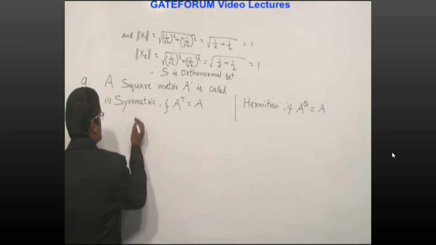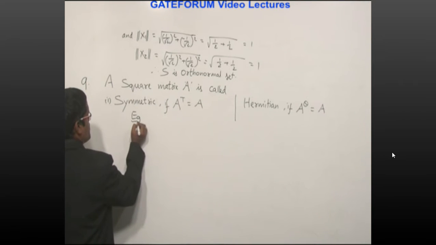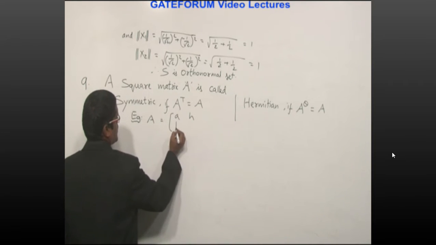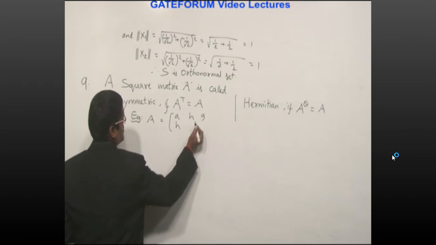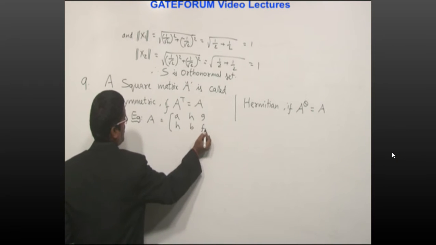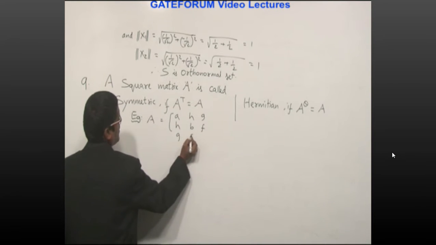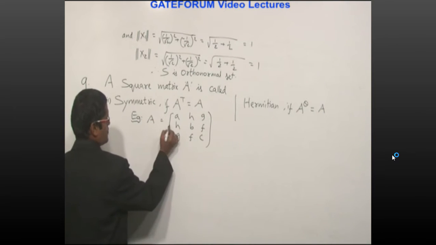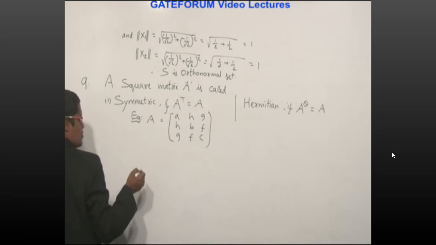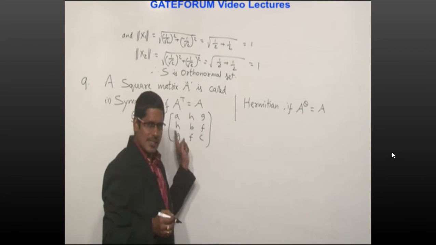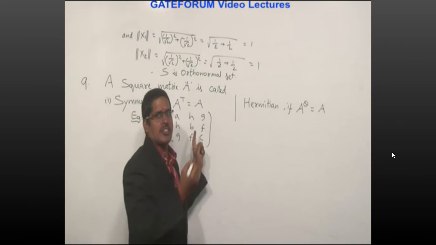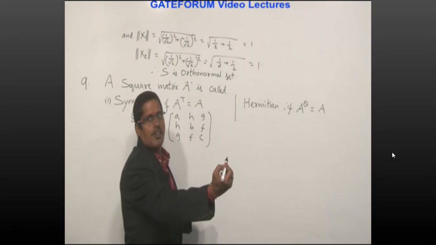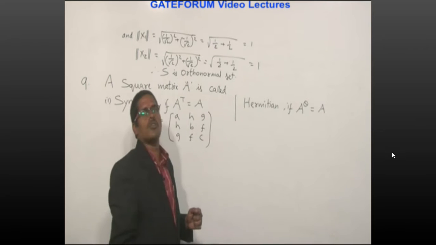Okay. So simple example, A is equal to [A, H, G; H, B, F; G, F, C]. Just transpose, you will get again the same matrix only. Okay. Now how do you remember easily? Whatever you are considering in the first row elements, the same will be in the first column. Similarly, second row elements, whatever you are considering, put them in the second column.